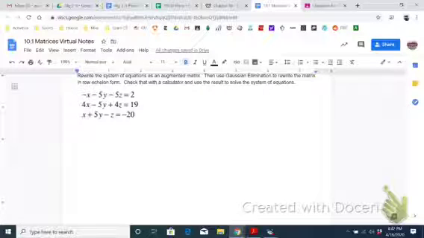Okay, let's do one more. Same question, but now with a system of three equations. Alright, so the first thing we want to do is write the augmented matrix. I'm going to hit pause and do that, and I encourage you to do so as well.